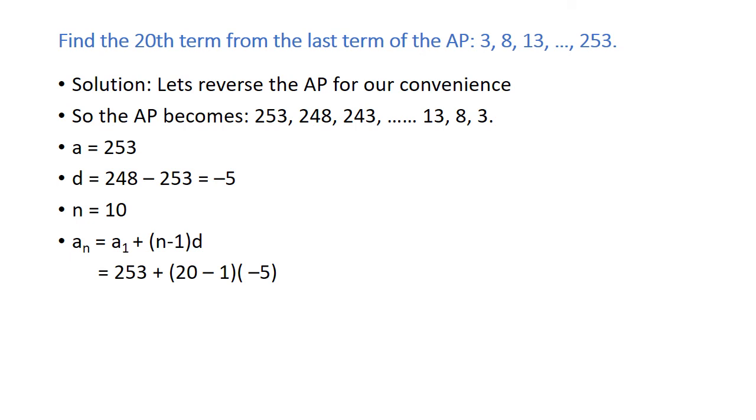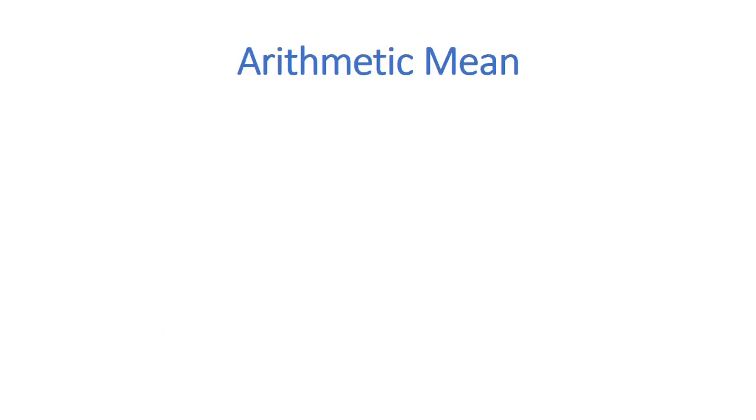Now d is minus 5, whatever we have got. Yes, d is 248 minus 253, which is minus 5. We had already discussed d can be positive or negative. Substitute the values correctly and do it. Yes, so first we have to solve the bracket. 20 minus 1 is 19. 253 plus 19 into minus 5. 19 into minus 5: plus into minus will be minus. 19 fives are 95. So 253 minus 95. An will be 158. So the 20th term from last will be 158.